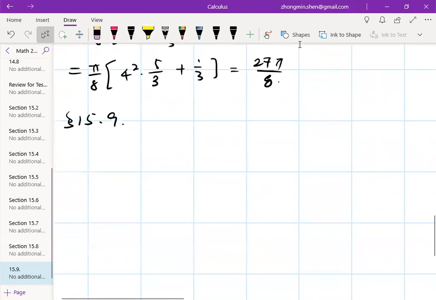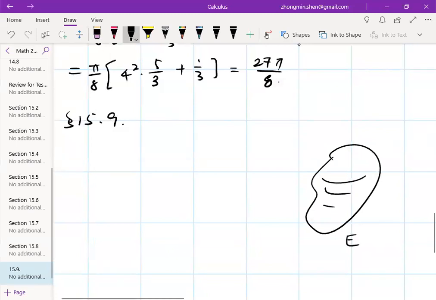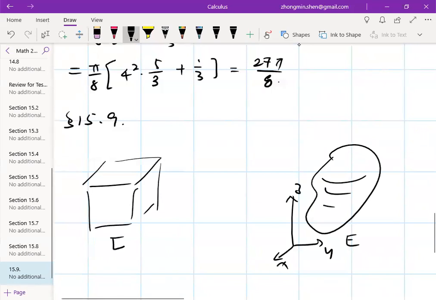So let me review the formula. Suppose you have a very bad solid, that's E in the XY plane. And then you have a much nicer region, could be a rectangular box. I usually draw a rectangular box. So that's E bar.